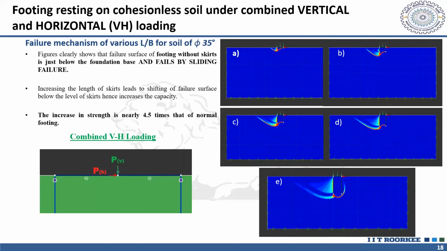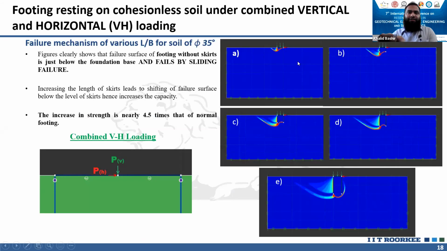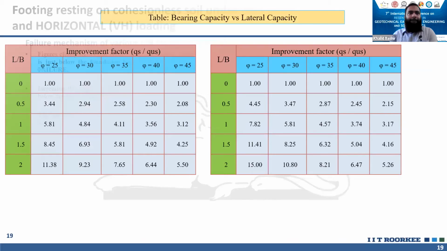And when we talk about the lateral capacity, in figure A, the failure mode is by pure sliding. As we go on increasing the length of skirts, the failure is more pronounced by rotation. In figures B, C, and D, we can see that the failure in A is by mere shearing and sliding, and for the rest of the figures, as we go on increasing the length of skirts, the failure is more by rotation.